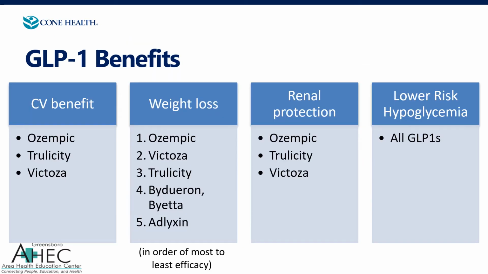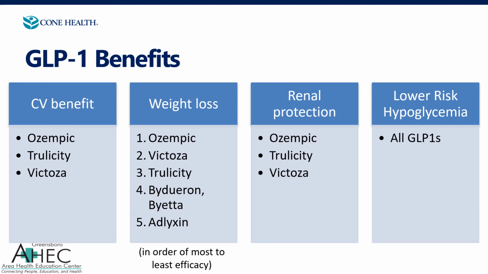GLP-1s, as I already mentioned, have a lot of benefits. So the specific medications that have shown cardiovascular disease benefit, as mentioned in the guidelines, include Ozempic, Trulicity, and Victoza. The medications have also been studied to compare weight loss efficacy, and so I've listed here which are the most effective for weight loss to least, which includes Ozempic with the most benefit in weight loss. If you're familiar, these medications can also be used for weight loss alone for patients that don't have diabetes and come in a different brand name. So these are very effective medications to help promote weight loss in your patients.